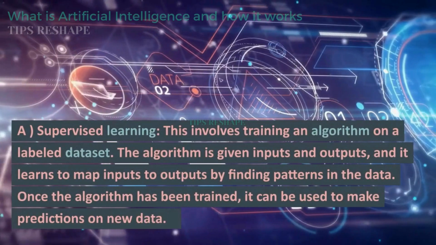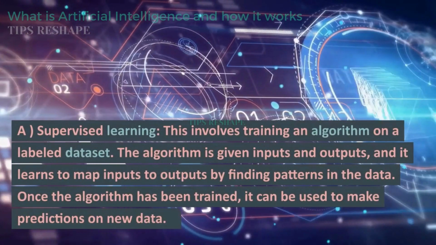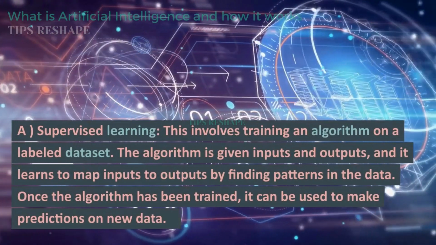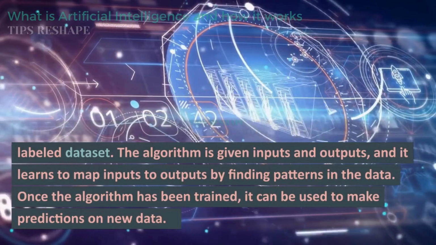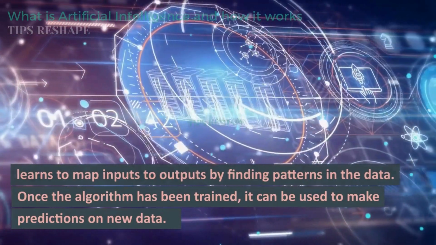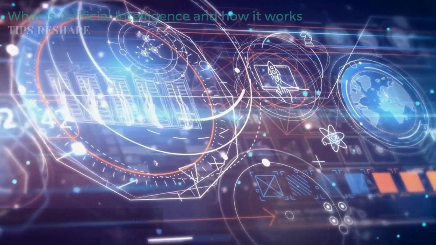A. Supervised learning. This involves training an algorithm on a labeled dataset. The algorithm is given inputs and outputs, and it learns to map inputs to outputs by finding patterns in the data. Once the algorithm has been trained, it can be used to make predictions on new data.